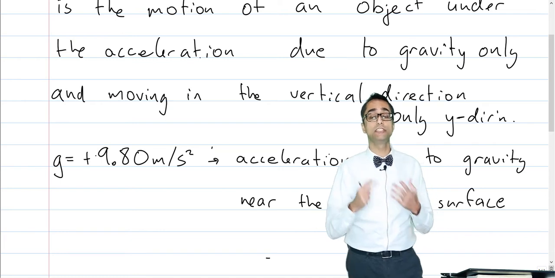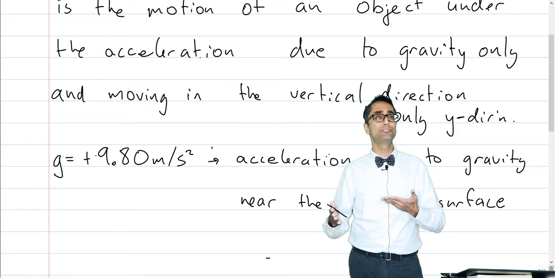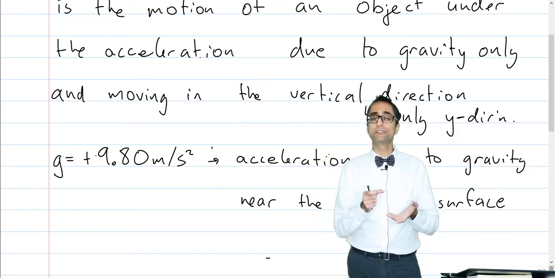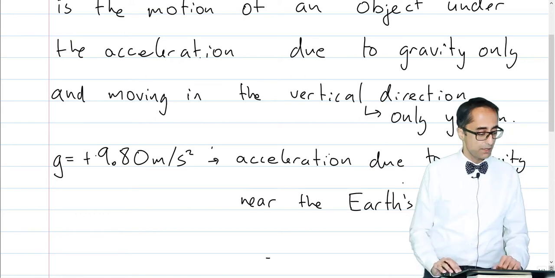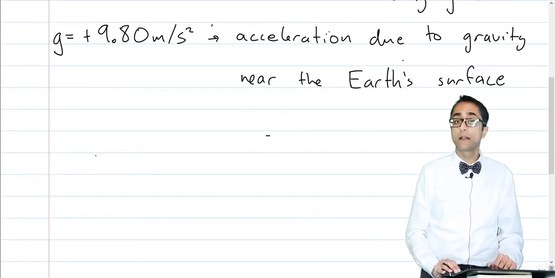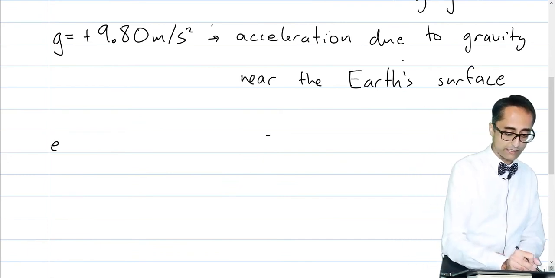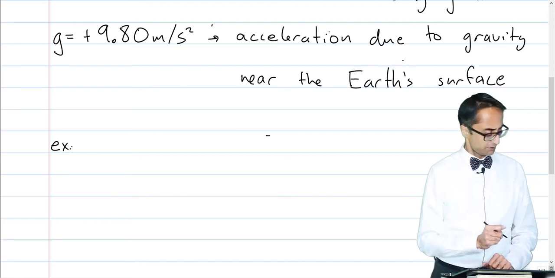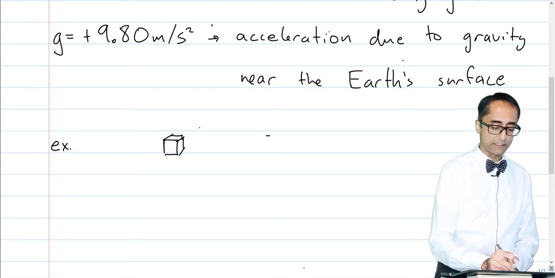Do not put g as negative, because then sometimes you end up saying a is equal to negative g, and then you put in g equals negative 9.8, and you get confused. You'll see when we do examples that we want to make our acceleration negative in certain circumstances, but g itself remains positive. Let me just write that down symbolically. So for this example, let's say we've got ourselves a cube here, and that cube is falling downwards.